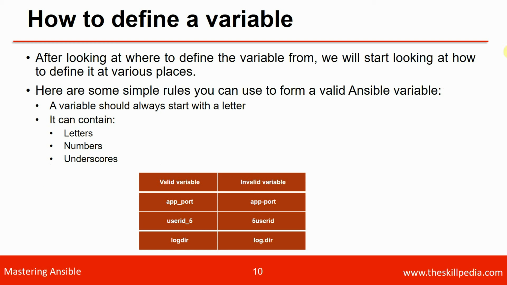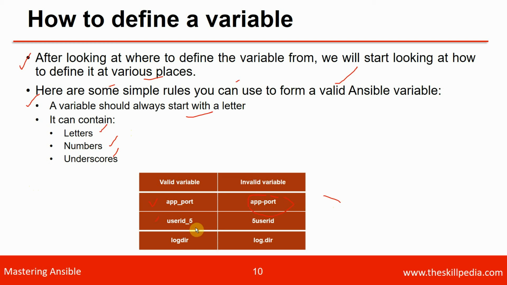After looking at where to define the variable from, we'll start looking at how to define it at various places. Here are some simple rules you can use to form a valid Ansible variable. A variable should always start with a letter. It can contain letters, numbers, underscore. Like app_port is valid, whereas hyphen is invalid. So you cannot use hyphen.